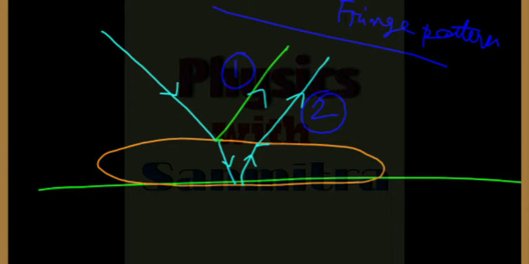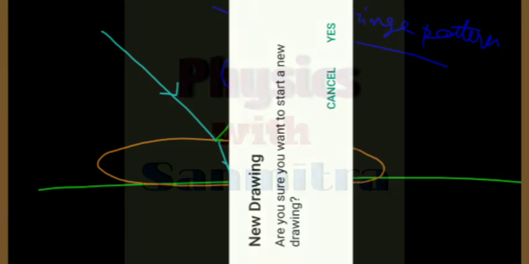So exactly that is what I am going to show you today, the interference from thin film. Let me show you mathematically how it happens. I have told you physically how it may happen, but mathematically let me show you.